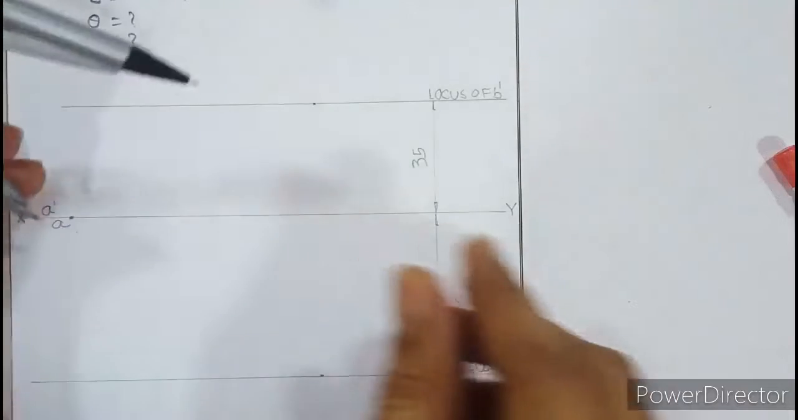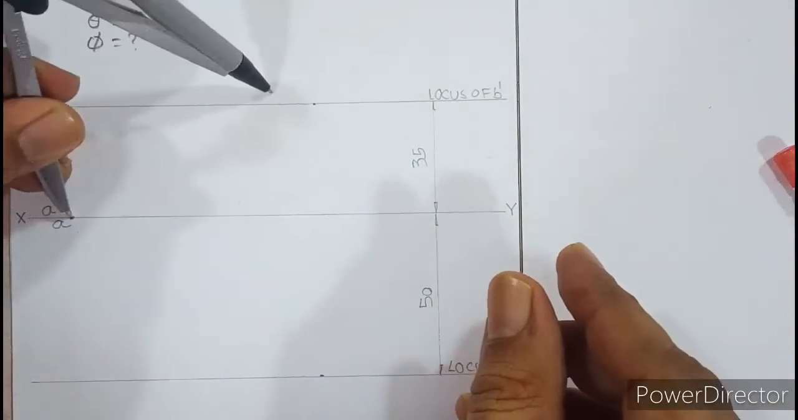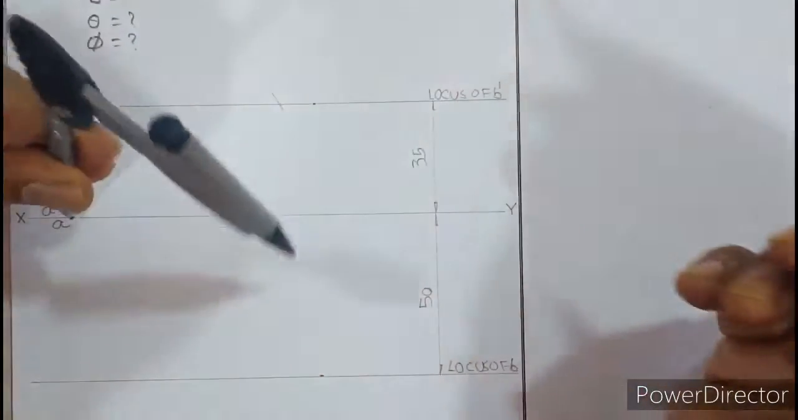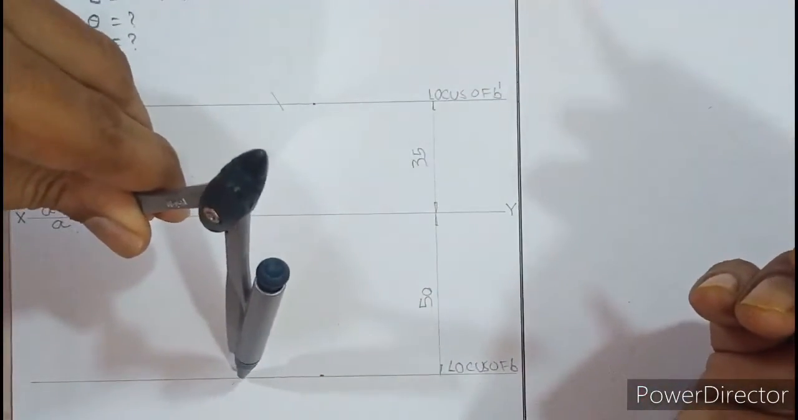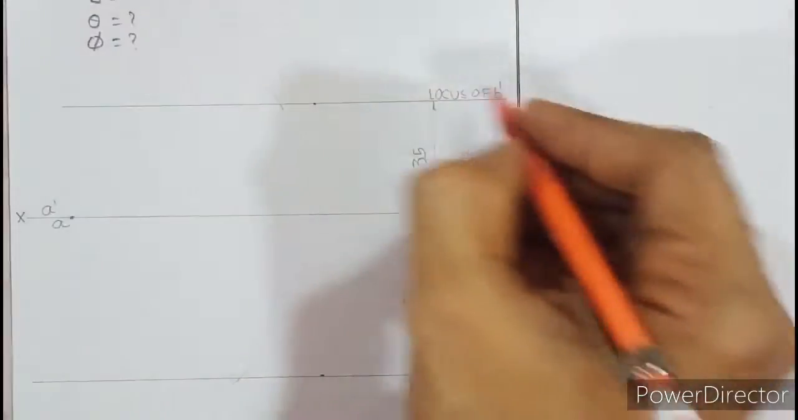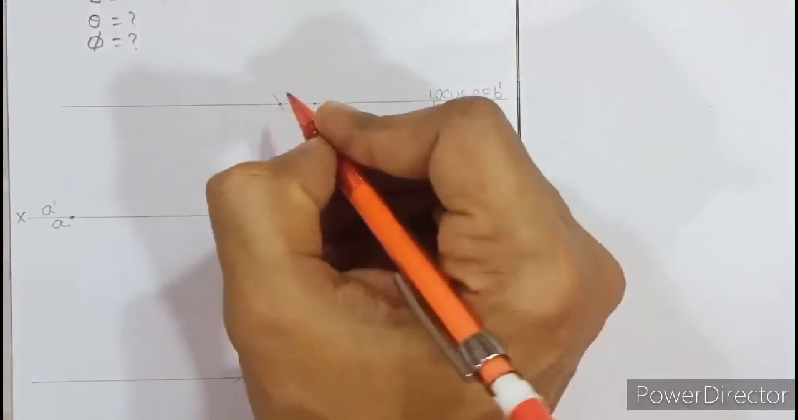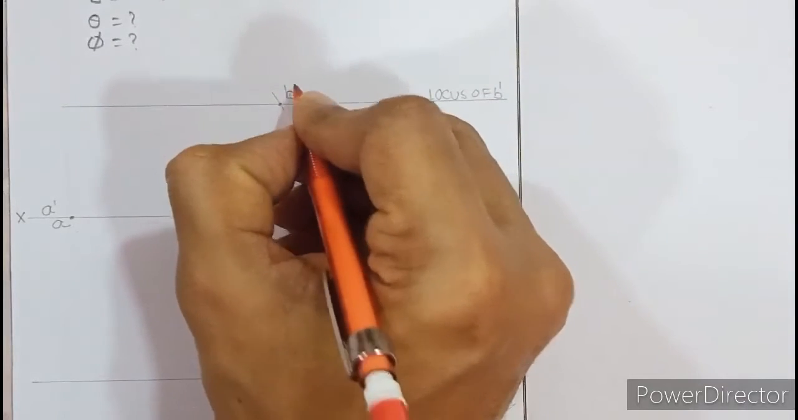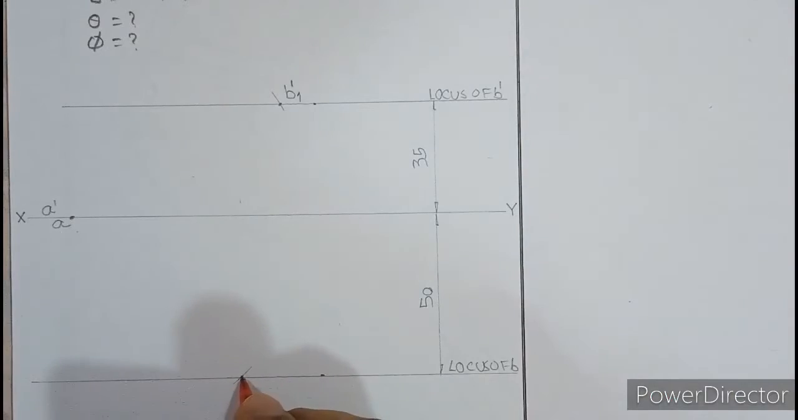And from A dash, cut an arc here on the locus of B dash, and this arc should be as small as possible and light. No need to draw a long big arc. A small arc just to make it visible is sufficient. So we know that on locus of B dash, this point has to be B1 dash. So write B1 dash above the line, along the line, and this point is B2.